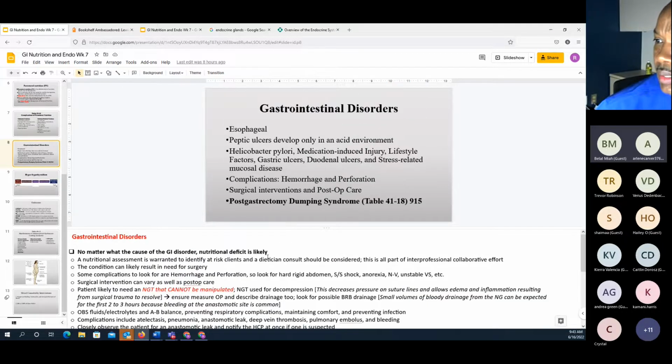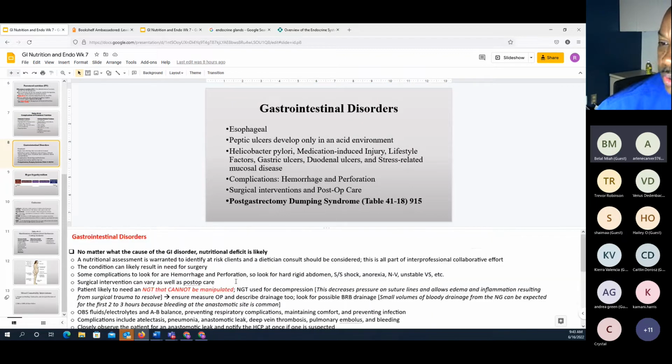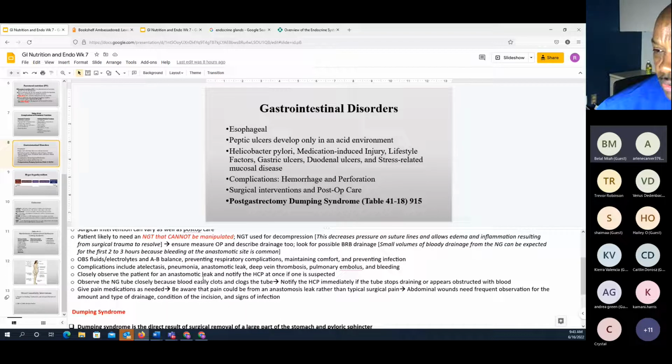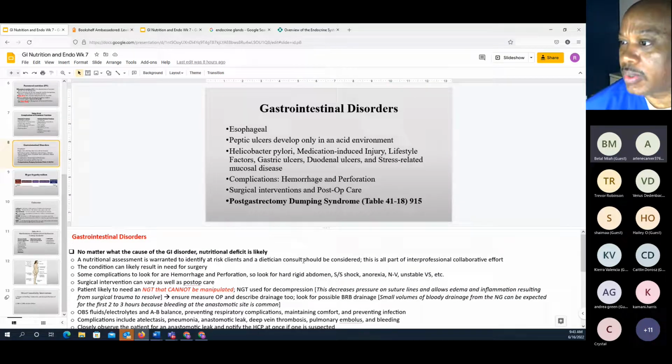And this is some other information that I provided for you all to take a look at. Much of it is some of the general surgery things, especially if patients have NG tubes, some of the complications, if you will. Let's see, what time is it? All right.